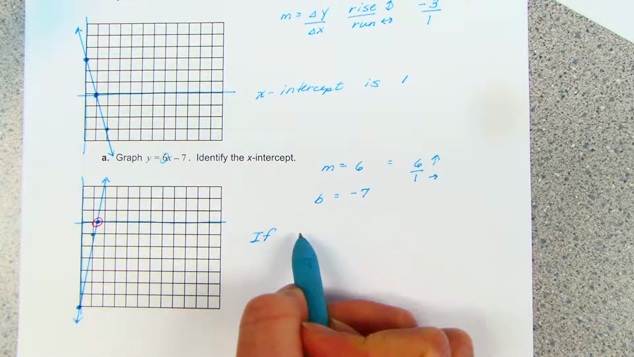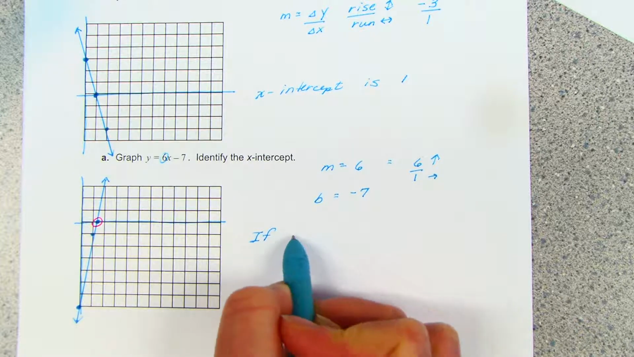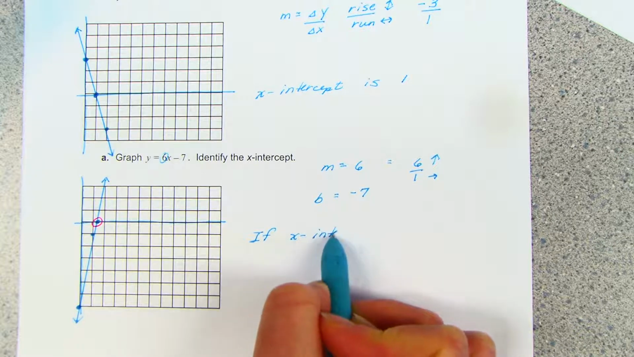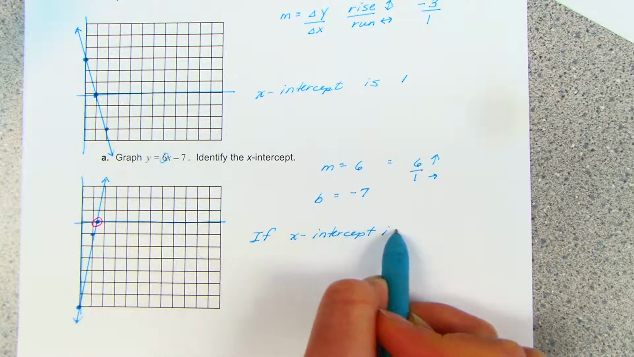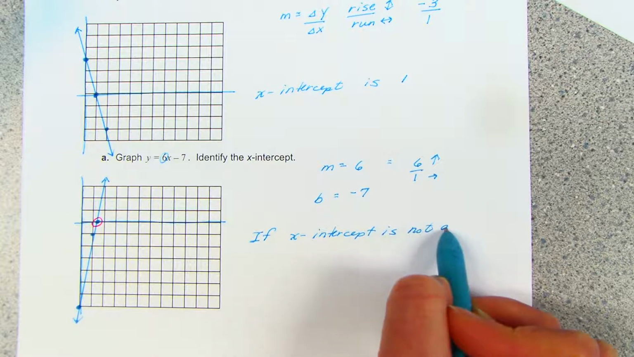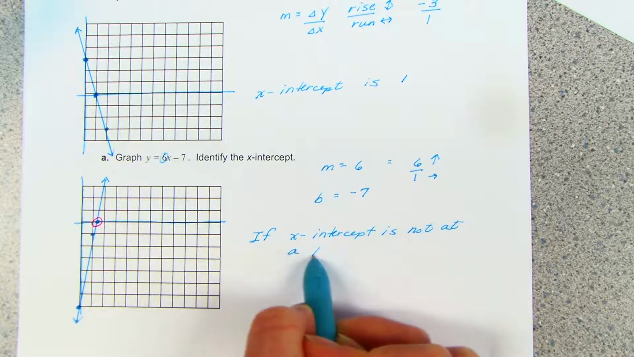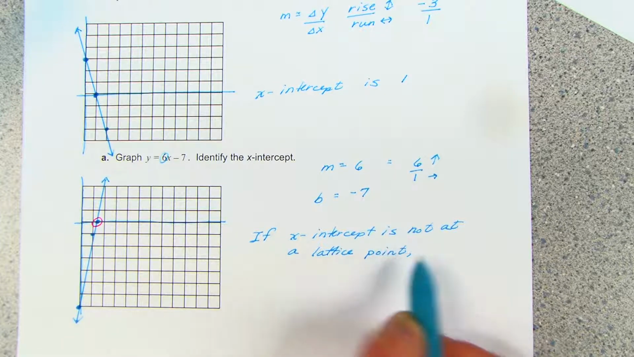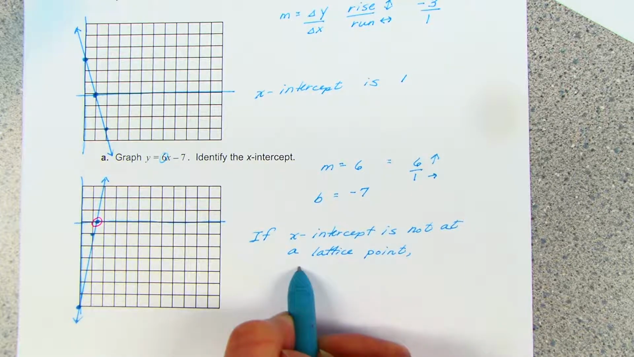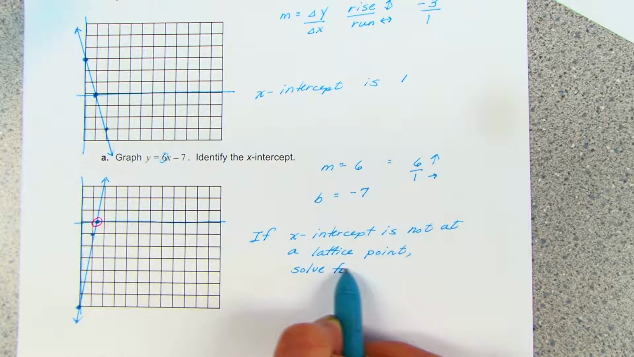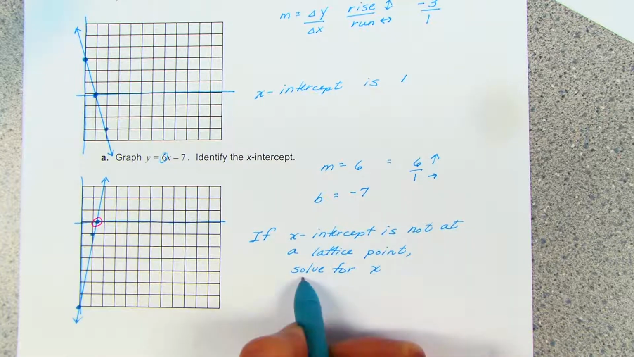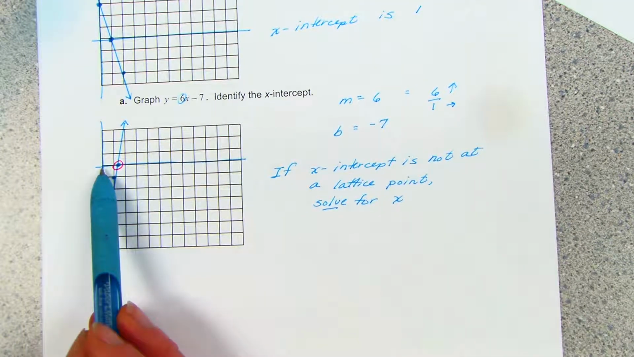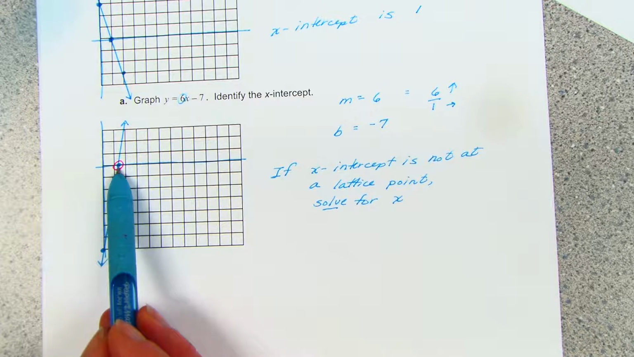So there are some problems in your homework that are like this. So if the x-intercept is not at a lattice point, then you have to solve for x. Fortunately, you know how to use algebra. So we know that at this point, the y is 0, right? This is over x up 0.